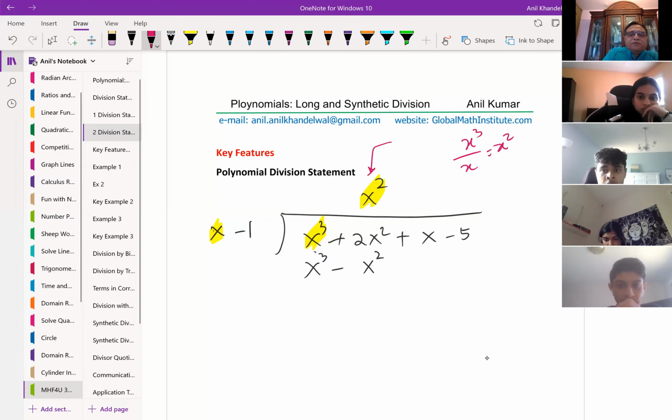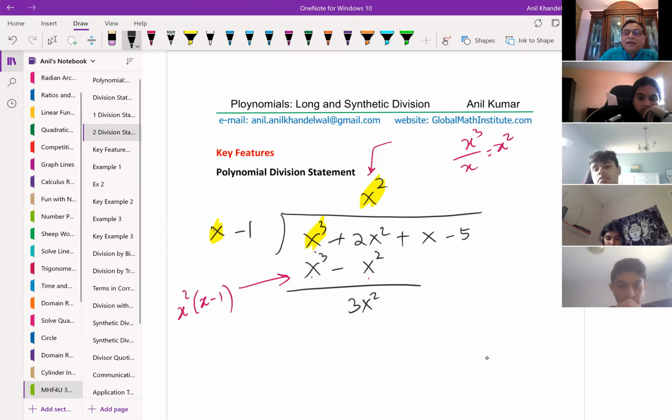So what we did was multiply x minus 1 by x squared, because that is what you do, right? And so you get x cubed minus x squared. Is that clear to you? Once you do that, you have to take away. So what is the difference? This becomes 3x squared, 2x squared minus negative x squared, that means 2x squared plus x squared, right? Just as you do in long division. And now we'll bring down the other term, which is plus x. So bring the next term down.